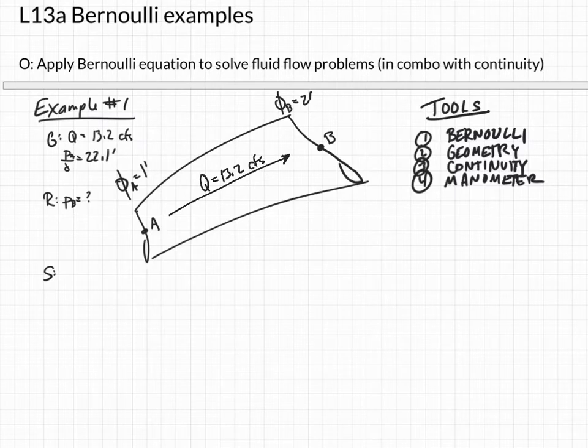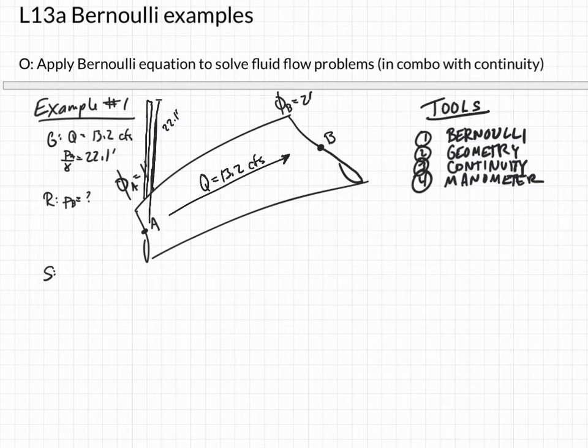And we know that PA over gamma is 22.1 feet. That's an expression of the pressure. Basically that means if I were to put in the piezometer right here, the fluid would rise from point A up 22.1 feet.